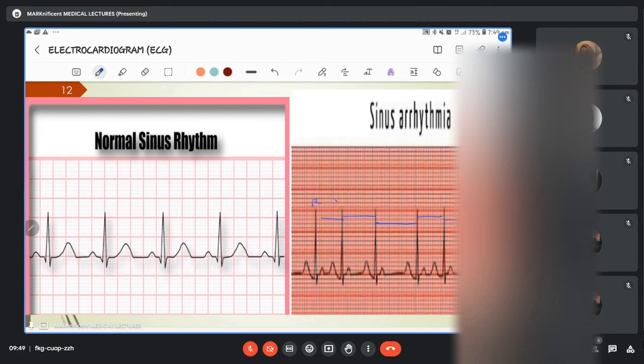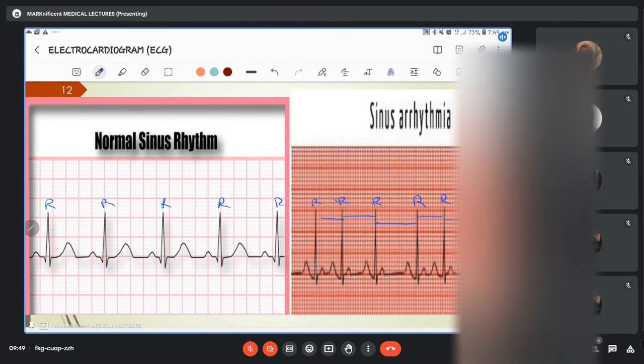Remember, this is R, this is another R, the whole cycle, this is another R. So it's the RR interval we're talking about here. That makes it different from sinus reading. In sinus reading, the RR intervals are the same. You can see there's no change. It's still the same length. If you want to measure, count the boxes, you'll see that it's actually the same.